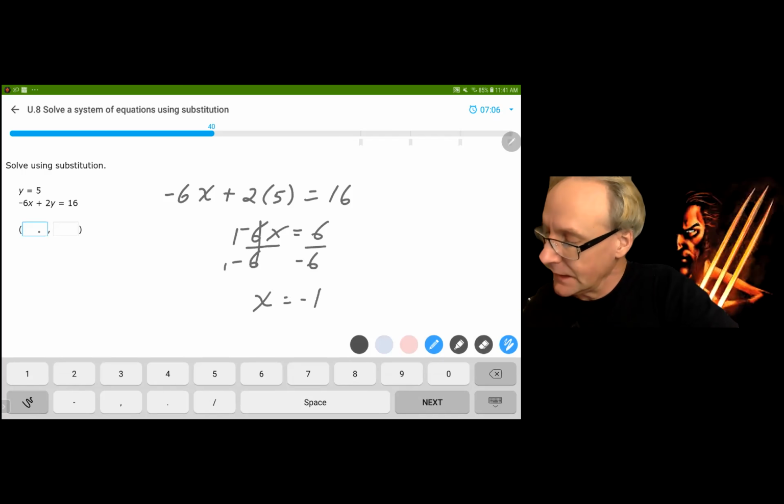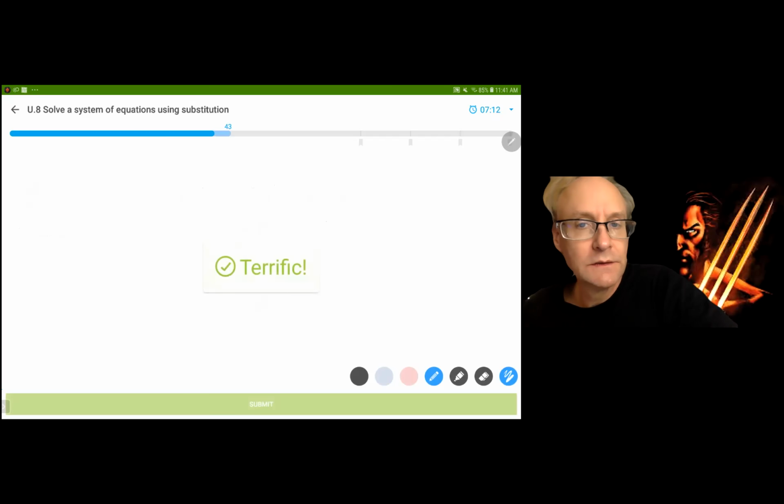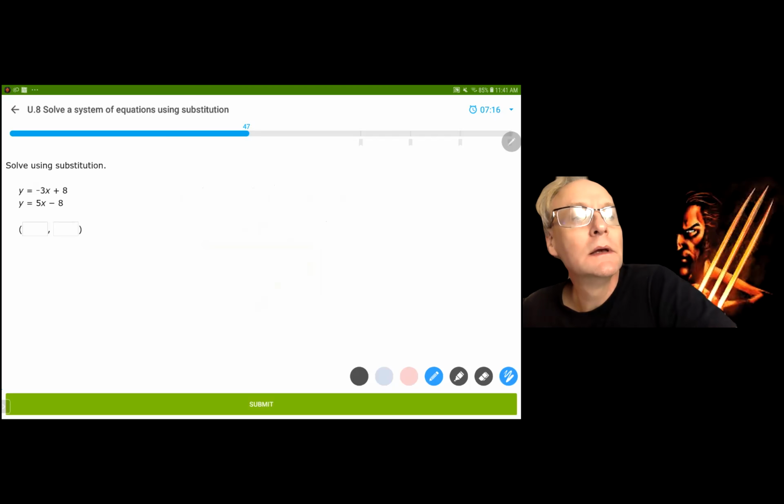If x is negative 1, of course my y is 5. It told me already. So hopefully that one's clear. Let's look at a better one.